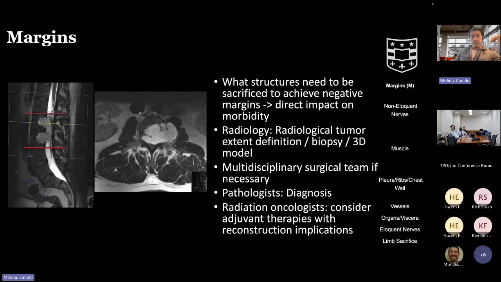Margins, that component of the score really talks about not the needing, we all know we need to get negative margins, but what do you need to sacrifice to get negative margins? And with each additional structure, from things that you can sacrifice with minimal morbidity to things that, for example, limb sacrifice in a hemicorporectomy, that is the most morbid thing you can do to a human, the level of the score progressively goes up, given that procedure a higher morbidity grade.